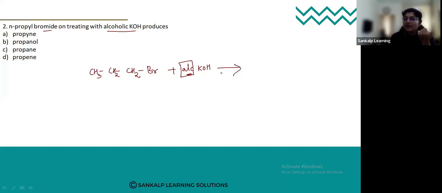Aqueous KOH means we are using water to dissolve the KOH. So that is called aqueous KOH. Alcoholic means KOH is dissolved in alcohol. So we have taken alcoholic KOH. Do you know what this reagent is called?